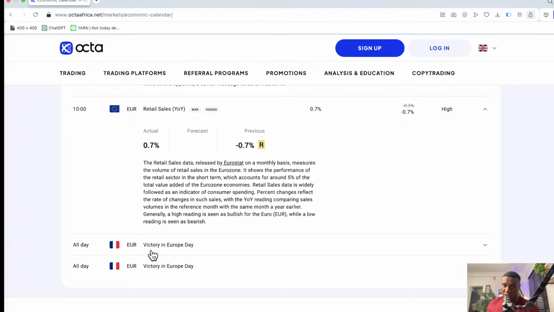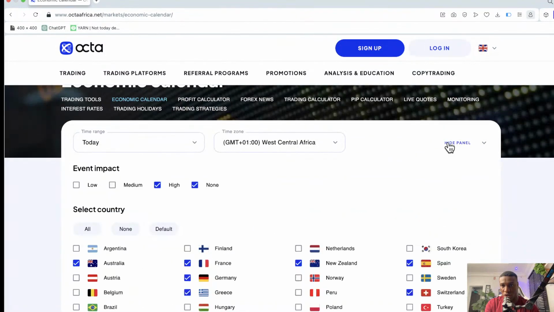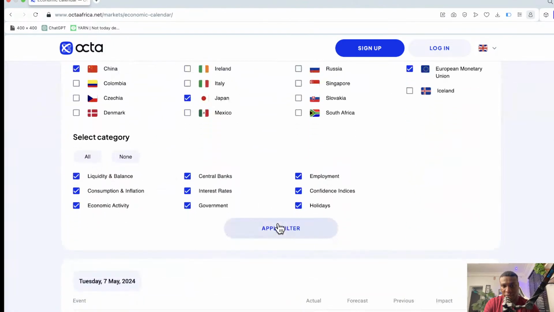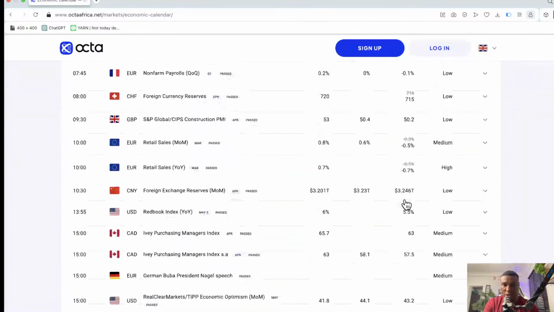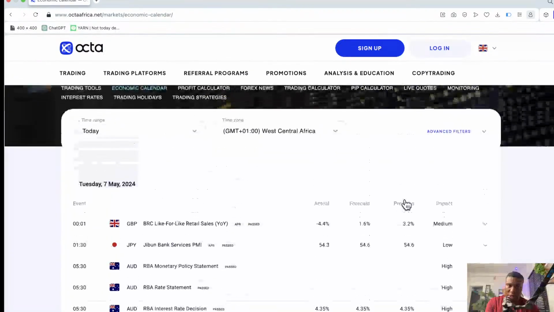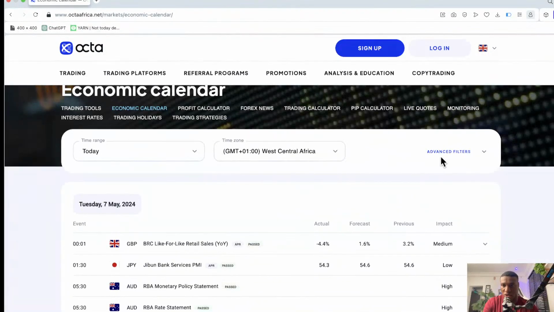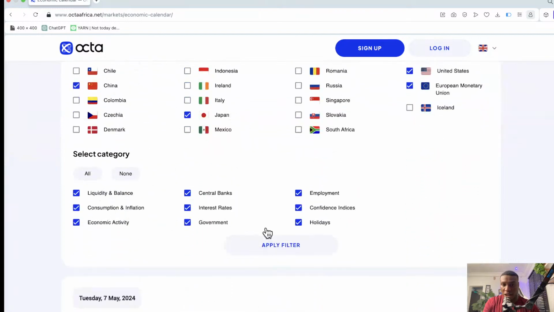Now, remember guys, this is just high impact events. That's why it's a bit short. If I include medium and low impact events, you guys would see that a lot more reports would be added, as you can see. But just like the name goes, low impact events would bring about low volatility or no volatility to the market. But for beginner traders, you can just use that to improve your knowledge and understanding about the economic calendar and economic events.